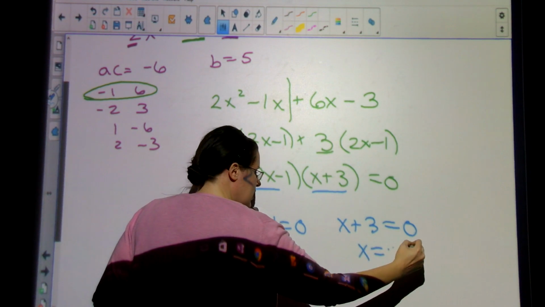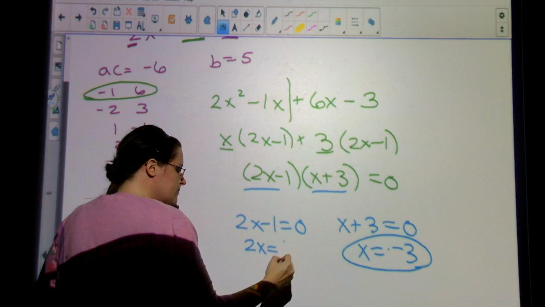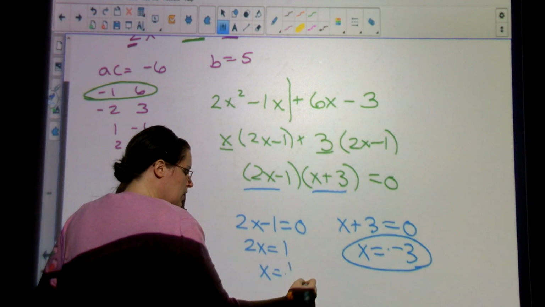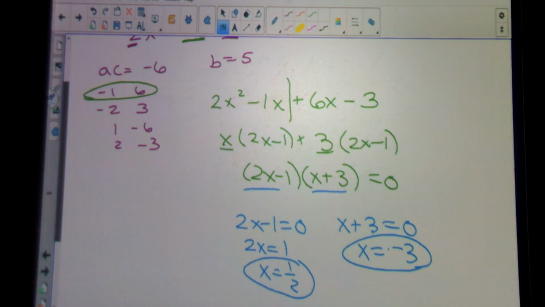I'll get negative 3. Add 1. Divide by 1/2. There we go. I know this is new, so it might be a bit overwhelming right now. You may not have seen the ABC method before, or you may have done something similar. I'm not sure. Once again, this is a method that works every time.